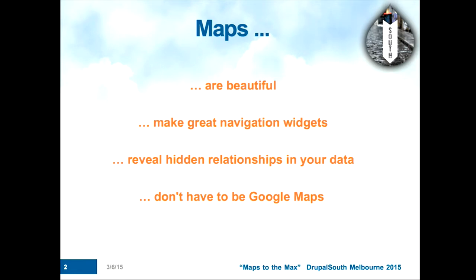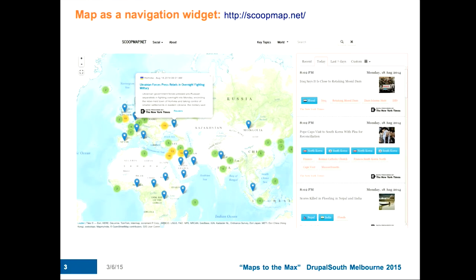And certainly, maps are great analytical tools. Maps help you and your visitors unearth relationships that you didn't know existed amongst your data. And then finally, while Google was probably one of the first kids on the block, it's certainly no longer the only player in this solution space.